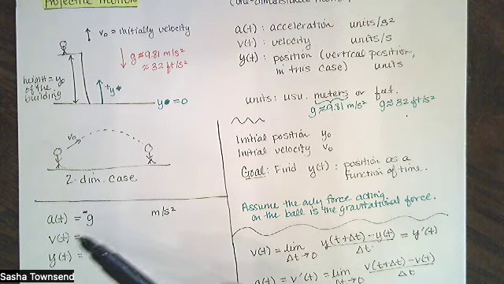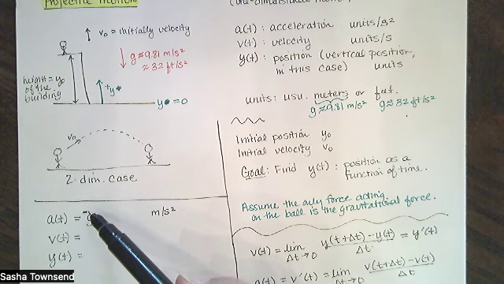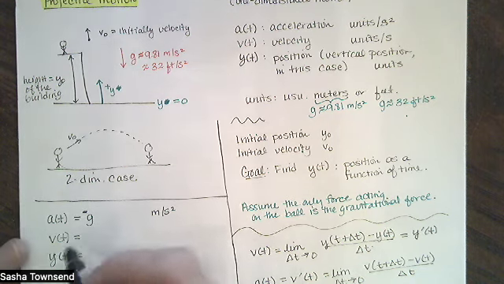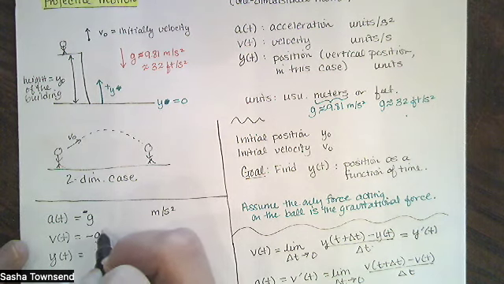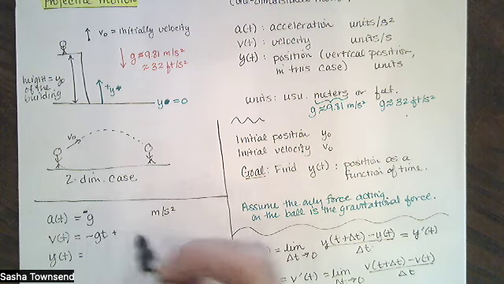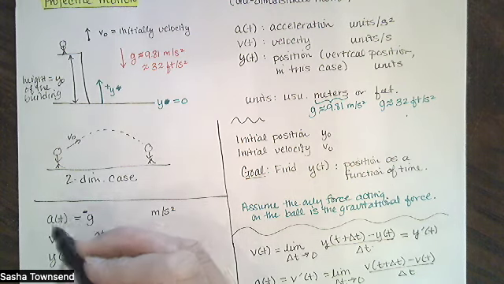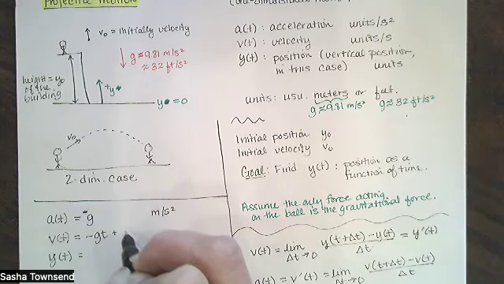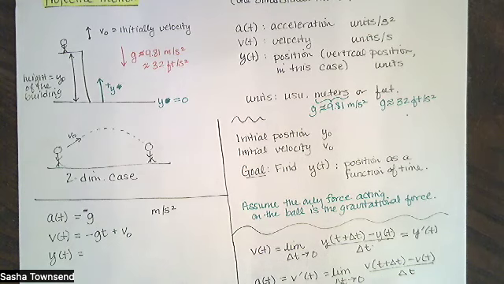And you just ask yourself, well, what function has as its slope or its derivative just this constant? Well, a linear function always has a constant slope. So it turns out that the velocity is just negative gt plus some constant, because I can take the derivative of any constant and get 0. So it turns out that that constant is v naught.